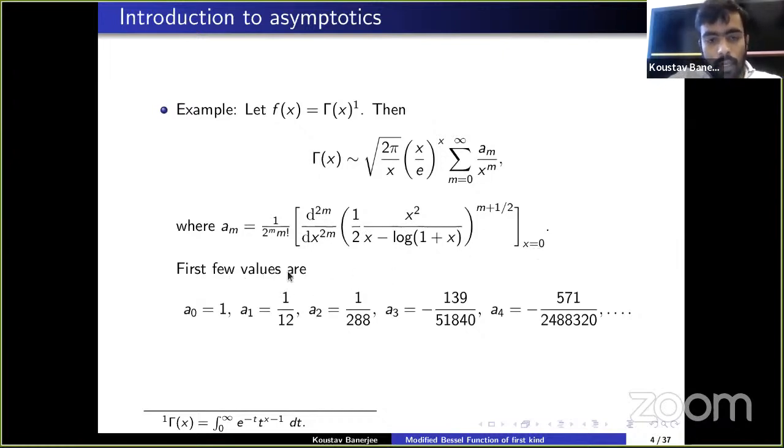And if we see the first few values, if we compute, a0 is 1, a1 is 1 over 12, a2 is 1 over 288, and so on. So if we look closely, the denominators of a1, a2 and the other a_i's are closely related to the Bernoulli numbers.